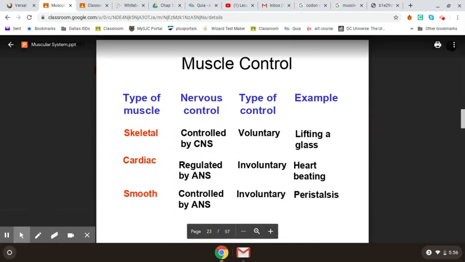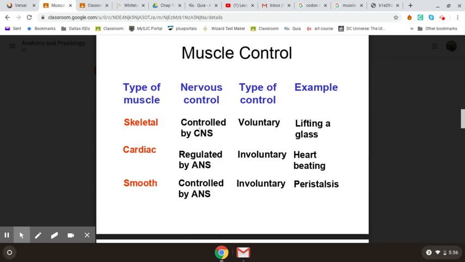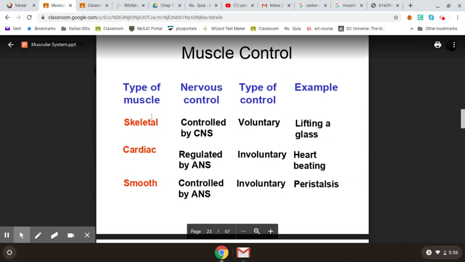So once again, what's controlling your heart? The skeletal muscle is controlled by your central nervous system. That is your brain and your spinal cord, and that is voluntary. Anything you do, here's just an example of lifting a glass, but throwing a ball, jumping, deciding to do something and then doing it, is your skeletal muscle.